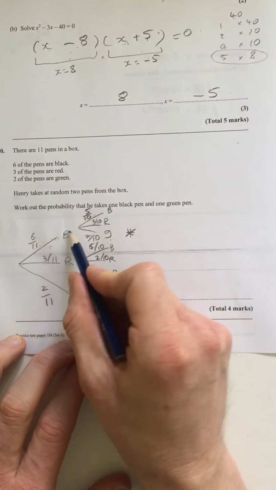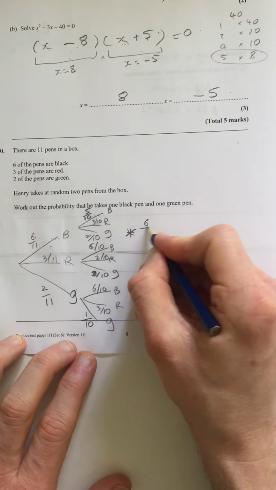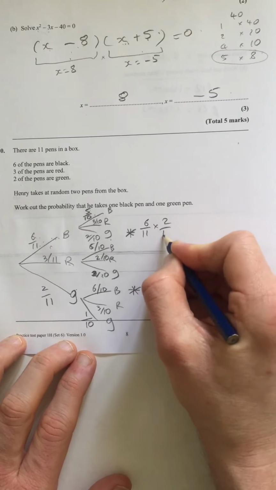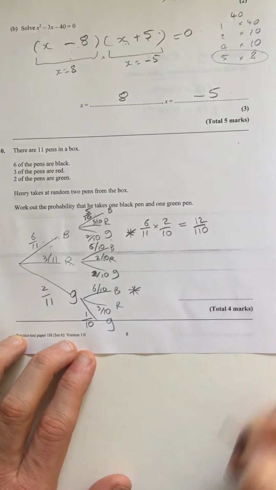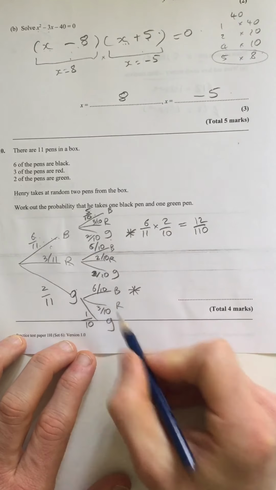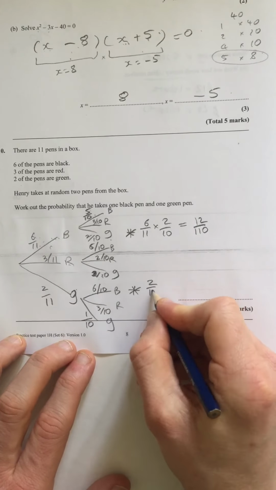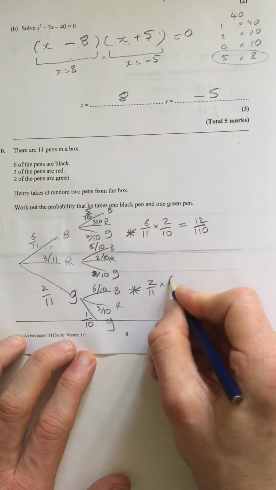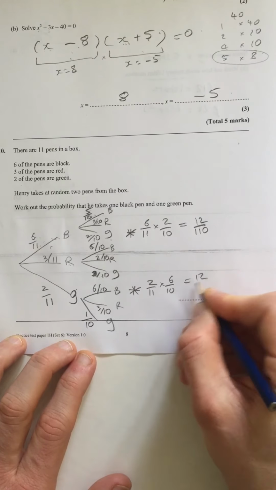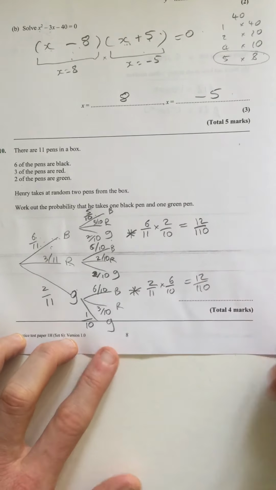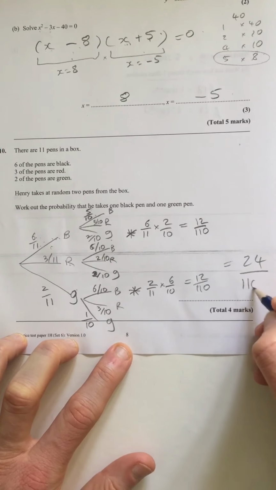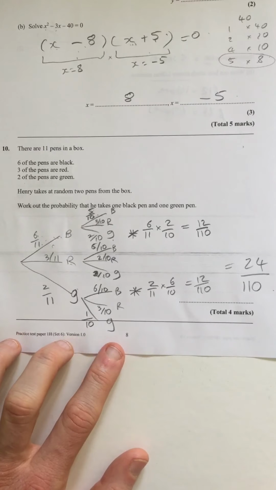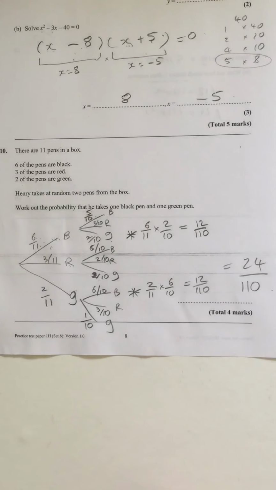So the probability of black the first time and green the second time will be 6 out of 11 times 2 out of 10, which is 12 out of 110. Or if it's green the first time and black the second time, 2 out of 11 times 6 out of 10, which is 12 out of 110. And if we add those two together now, we get 24 out of 110. There we go. So I've done that with a tree diagram.